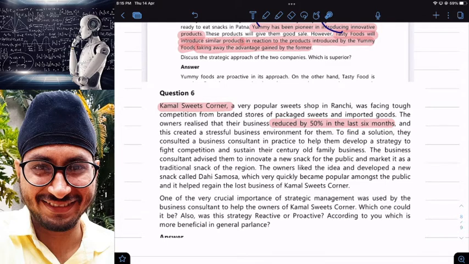After. So if I am taking a decision after something happens, is it a proactive strategy or a reactive strategy? Reactive. So can I say Kamal Sweets Corner is following a reactive strategy? Correct. I hope you understood the point.